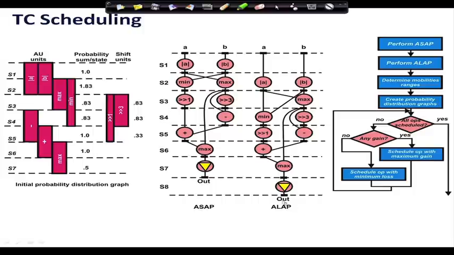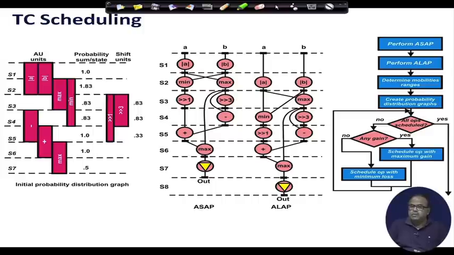The constraint could have come that I am not giving you any resource constraint, I am giving you a time constraint, that come what may, whatever resources you need, take it, but I want the output within 8 steps, 8 control steps. For that, the algorithm is, again, let us first look at the algorithm.